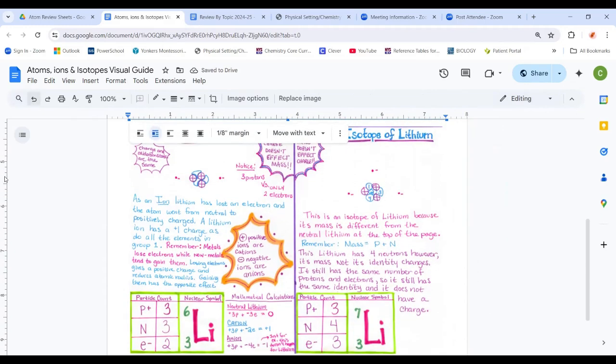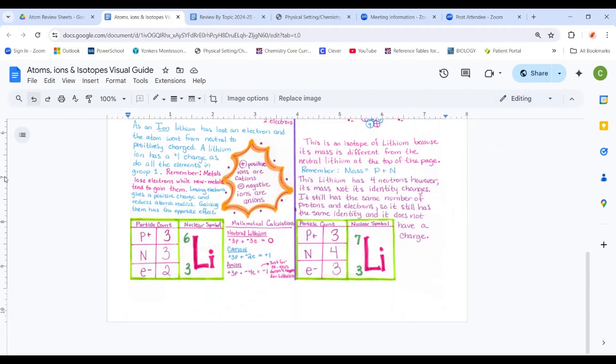All right. So down here, I remind you of a few things. Remember, metals lose electrons, while nonmetals tend to gain electrons. Tend means most of the time that you're going to see them at your level of chemistry, they will have gained electrons and picked up a negative charge. Not always, but in a lot of cases. Positive ions are called cations. That means you lost electrons.